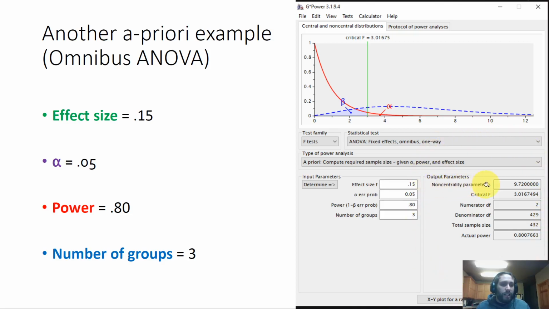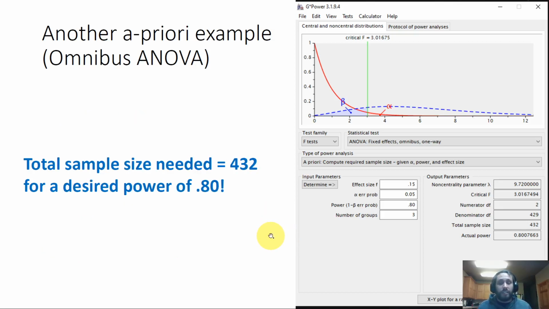So again, we have that non-centrality parameter that we're not going to worry about. We have the critical F, which is the F you need to obtain in order to obtain a significant effect. We have our degrees of freedom numerator, which is really just the number of groups minus 1. We have our degrees of freedom denominator. And then we have our total sample size, which again is the exact answer that we're looking for. So we need 432 participants in the study to have a power level of 0.80. So again, 432 participants to have an 80% chance of detecting an effect size of 0.15.